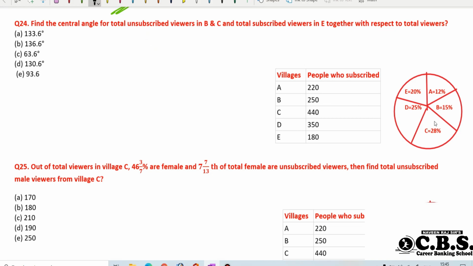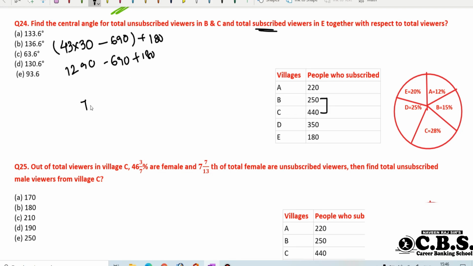So B and C is how much? 43%. So 1% is how much? 30. So 43 into 30 minus, and B and C subscribed is 690. Plus total subscribed viewers in E. E is how much? 180 are subscribed. Now 1290 minus 690 plus 180. So 600 plus 180, 780. So 780 divided by 30, 1% is almost 30, zeros cancel.